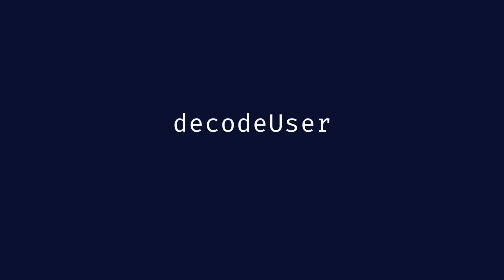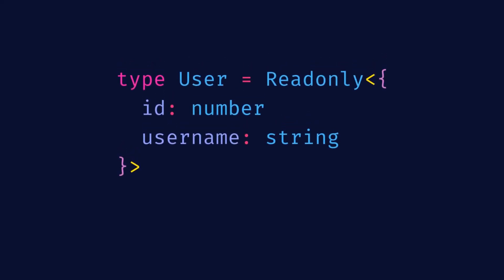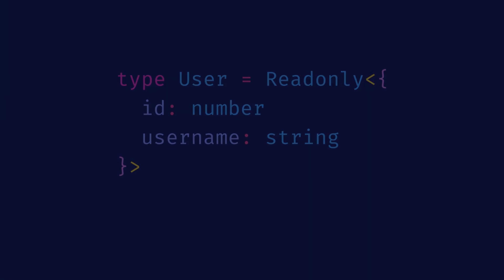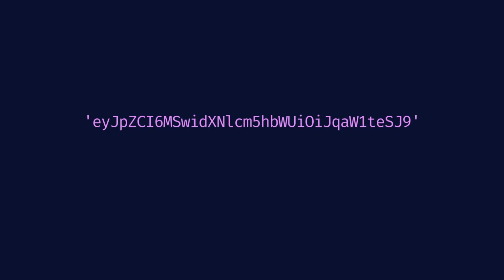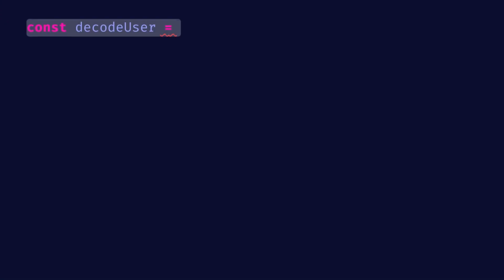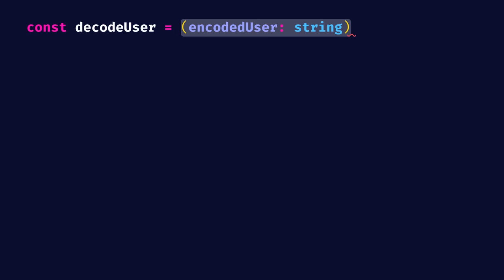To understand how to perform the decoding, let's see how the user object is actually encoded. So we start with a user object that has an ID and a username. For example, we could have a user with ID 1 and username Jamie. We then JSON stringify it and finally encode it as base64. So our decodeUser function should take the encoded user, which is a base64 string, and decode it to a user object.